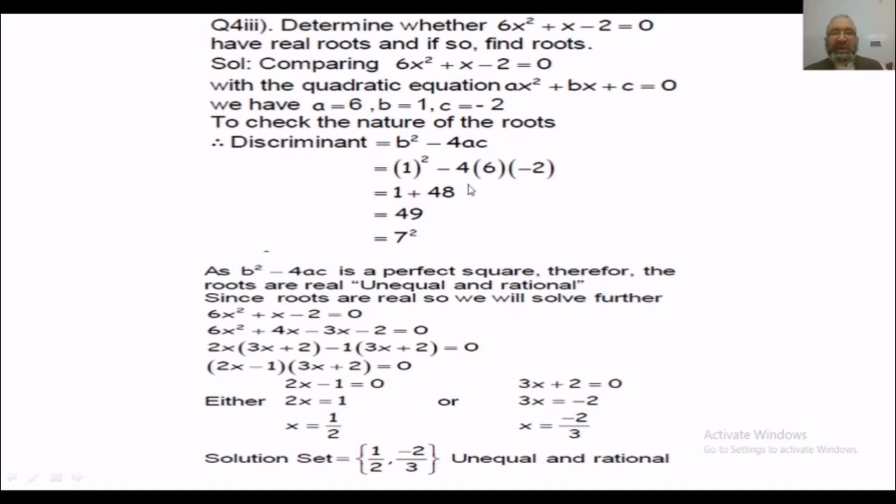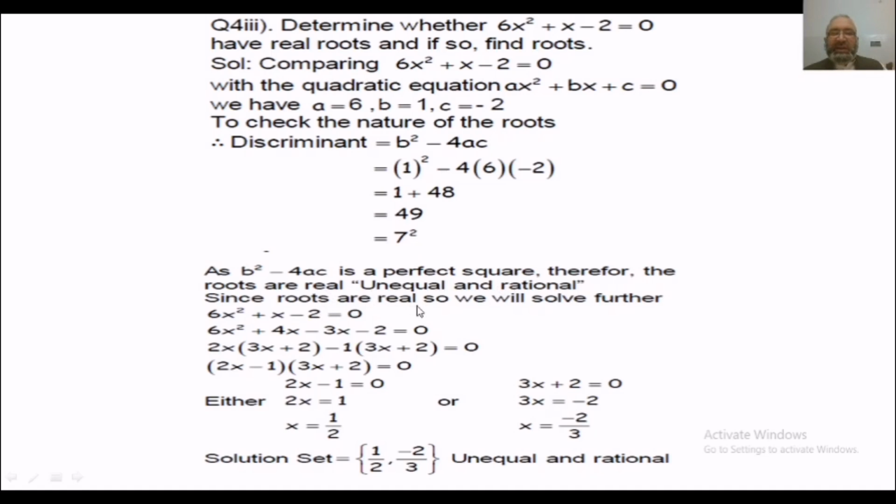Simplifying, 1 square is 1, minus and minus become positive, so minus 4 into minus 2 plus 8, 6 8s are 48, 1 plus 48 is 49. 49 is the square of 7, or we can write 7 square. So b square minus 4ac is a perfect square. Therefore, the perfect square and greater than 0, so the roots are real, unequal, and rational.